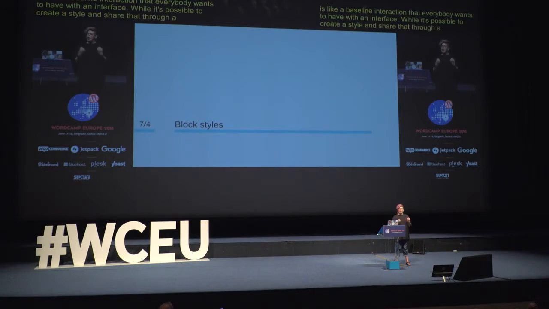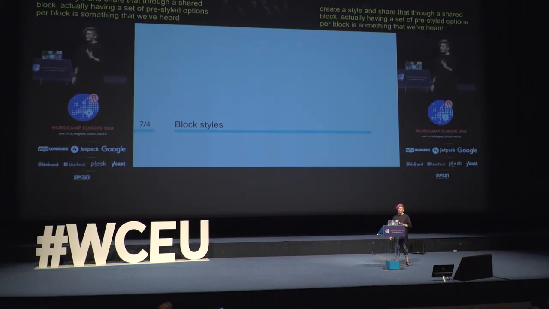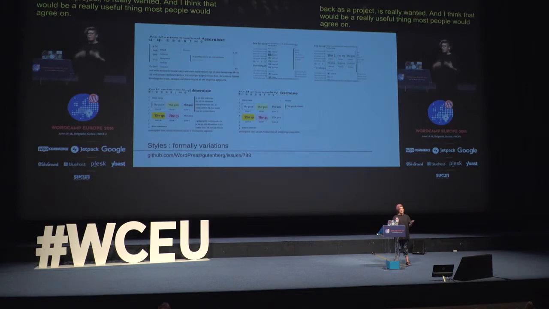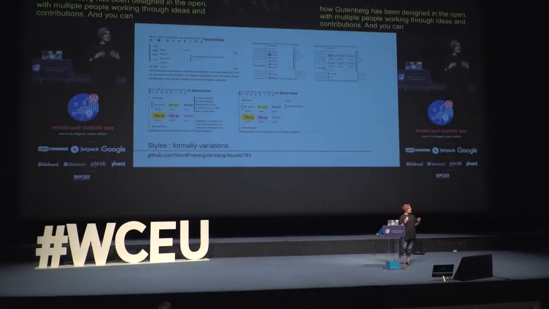While it's possible to create a style and share that through a shared block, actually having a set of pre-styled options per block is something that we've heard as feedback as a project is really wanted. And I think that would be a really useful thing that most people would agree on. Well, block styles, also potentially called variants, we haven't worked out which way we're going to call those yet, are a great way to do this. Right now, as you can see with these designs, it's being explored. And the keen-eyed amongst you will notice there's three different approaches here. It goes to show how several designers can approach the same interface in different ways. And that's why I wanted to share this with you. This is how Gutenberg has been designed, in the open, with multiple people working through ideas and contributing. And you can follow along this issue and see how this evolves and how those discussions happen.